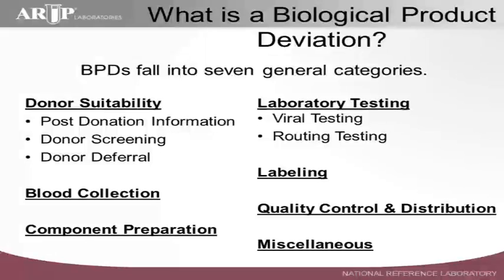Quality control and distribution, so anything with instruments, if we don't have the order, is there some issue on the order? They marked a red cell and a platelet, but we only issued a red cell. How do we know that was the product they wanted? Unless we documented something at the time of issue, those type of things. And then they also have some miscellaneous codes.